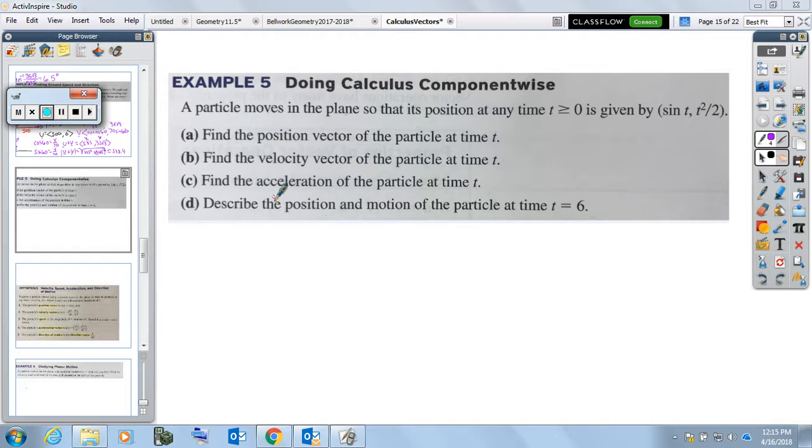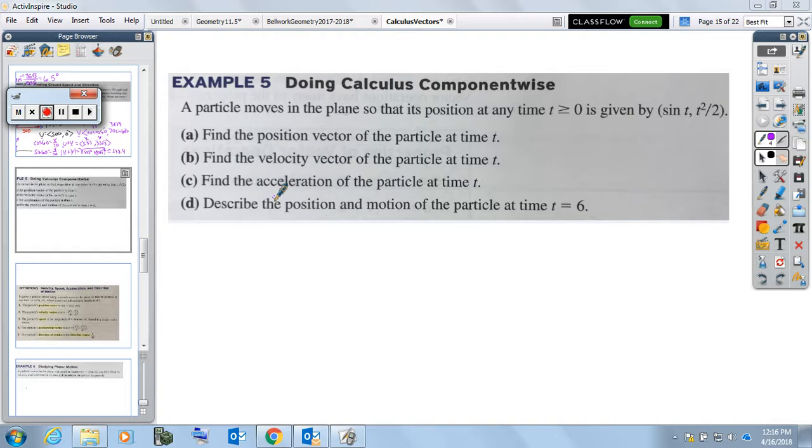The example we see here says that a particle moves in the plane so that its position at any time t greater than or equal to 0 is given by (sin t, t²/2). First, we have to find part A, the position vector of the particle at time t. Let's say you started at nothing, and at any point in time you can find it represented by the point (sin t, t²/2). So your x component is sin t, and your y component is t²/2.